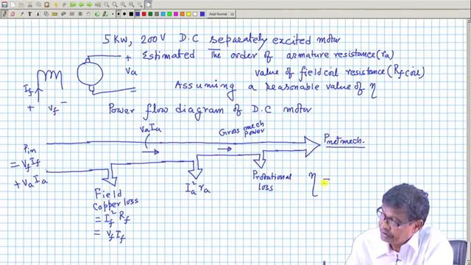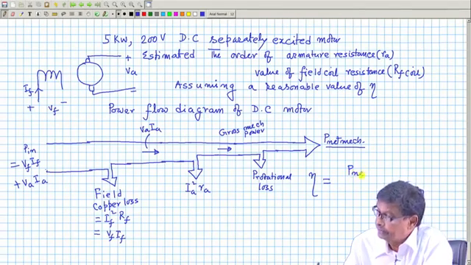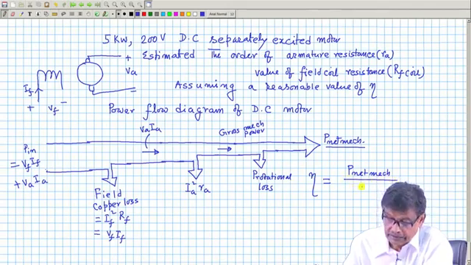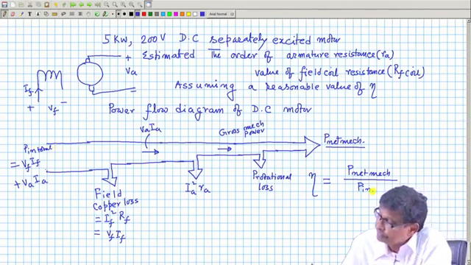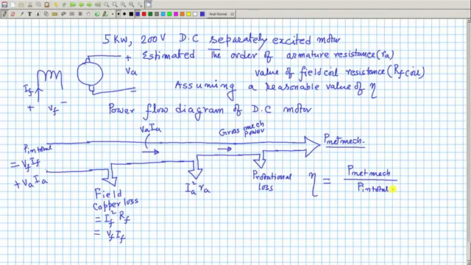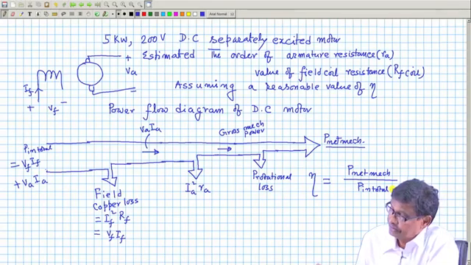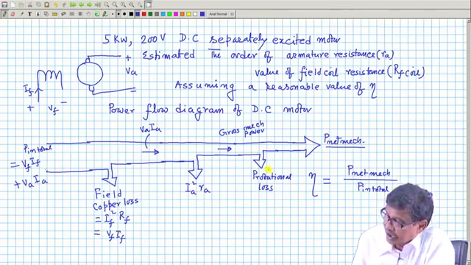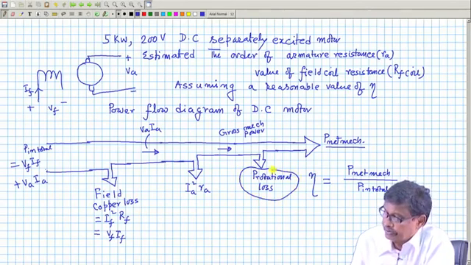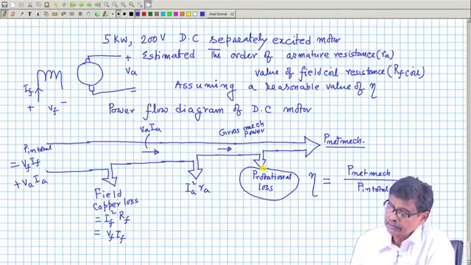Efficiency of the machine is P net mechanical divided by P in total. That is what I assumed as 80%; the difference of these two is the loss, and so on. Anyway, now I will say a few words about this rotational loss.